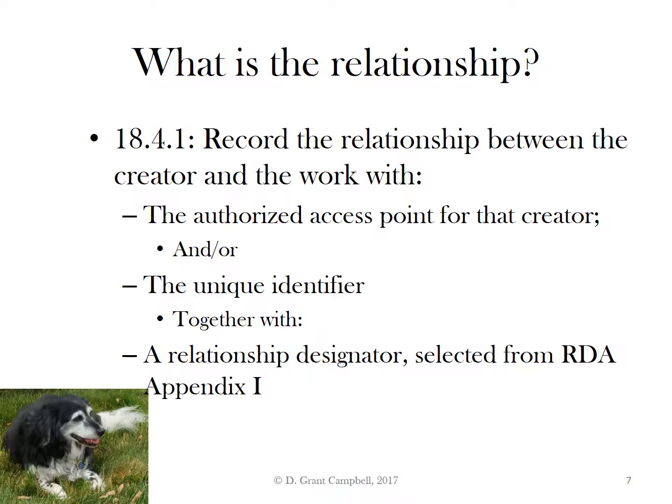In addition to establishing the access point for the work, we need to determine the relationship between the creator and the work. We follow Rule 18.4.1, which states that the relationship between the creator and the work that was created is a combination of one or both of the following two things: the authorized access point for that creator, which we already established as Curry, Julian, and/or the unique identifier of that authority file. One or both of those is combined with a relationship designator that we select from the list of designators in RDA Appendix I.